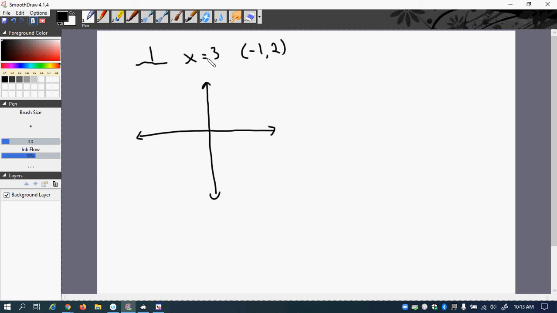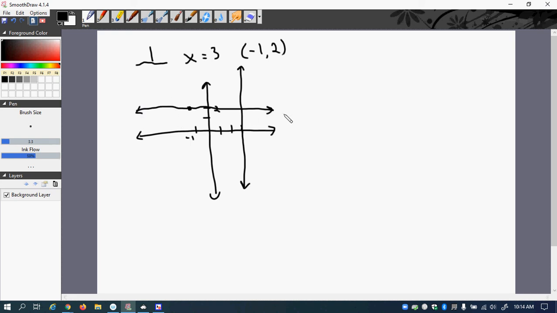And so we want x equal to 3, so we find x equal to 3. And so x is always 3 on this particular one. So here is my line. So it's a vertical line. Now we plot the point (-1, 2). So we go to negative 1 and go up 2. So here's the point (-1, 2). And it needs to be perpendicular to this line. So this means it has to be a horizontal line going in this direction.